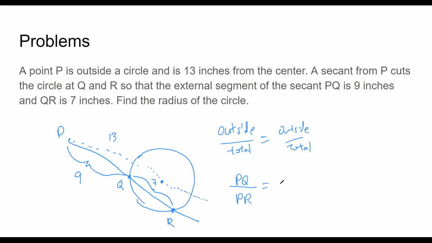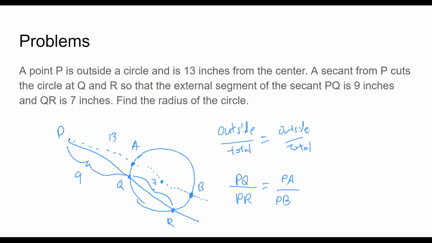This is equal to the outside of this other line, which is, let's call this point A. So let's call it PA. Then let's call the total length from P all the way over here B, over PB. So these are all lengths.